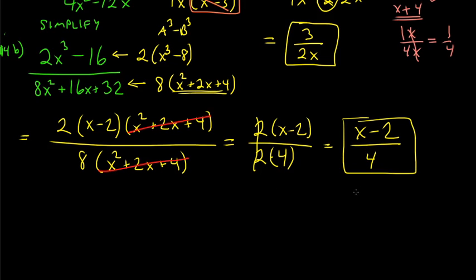Don't go any further. You might think, well, wait a minute, isn't 4 2 times 2, and I can cancel the 2's? No, you cannot because you're subtracting, not multiplying. Whether you're adding or subtracting, you cannot cancel the 2's here. So this is our answer, and don't try to go any further than that.